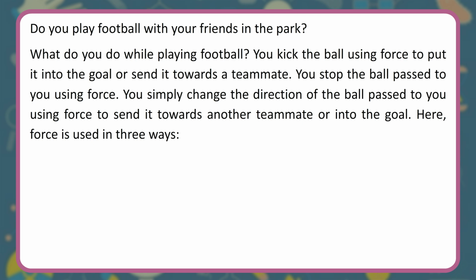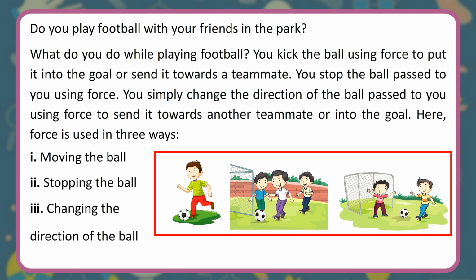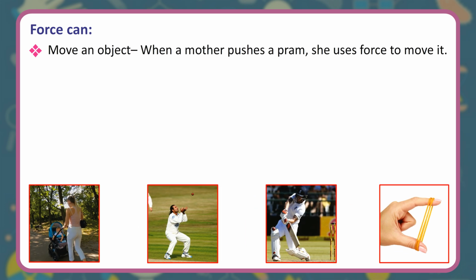You stop the ball passed to you using force. You simply change the direction of the ball passed to you using force to send it towards another teammate or into the goal. Here, force is used in three ways: moving the ball, stopping the ball, changing the direction of the ball. Force can move an object.